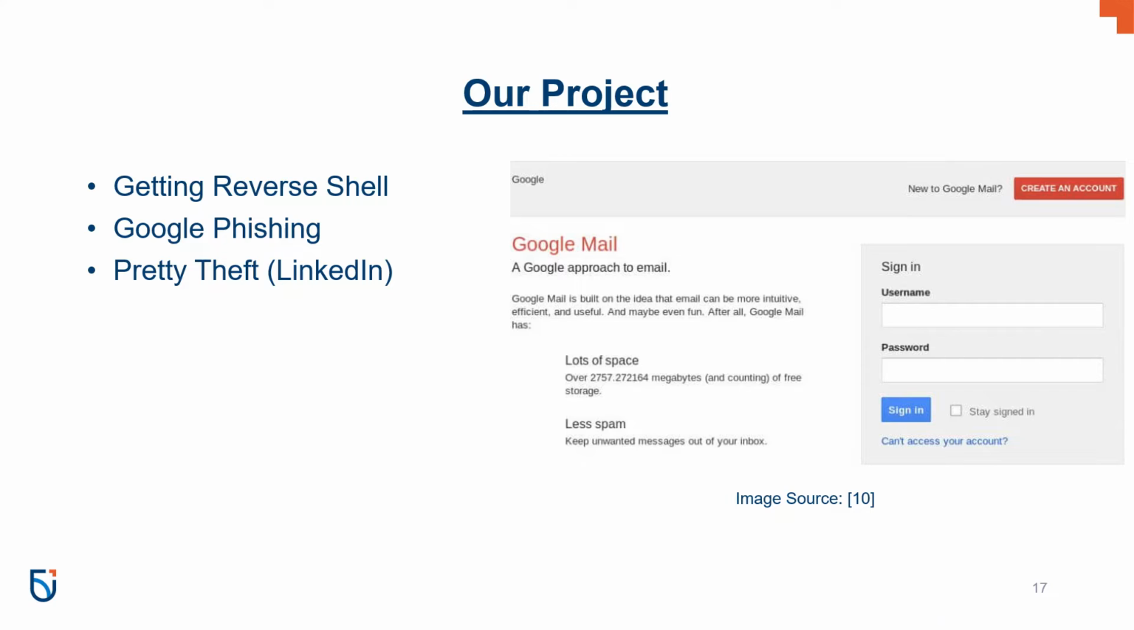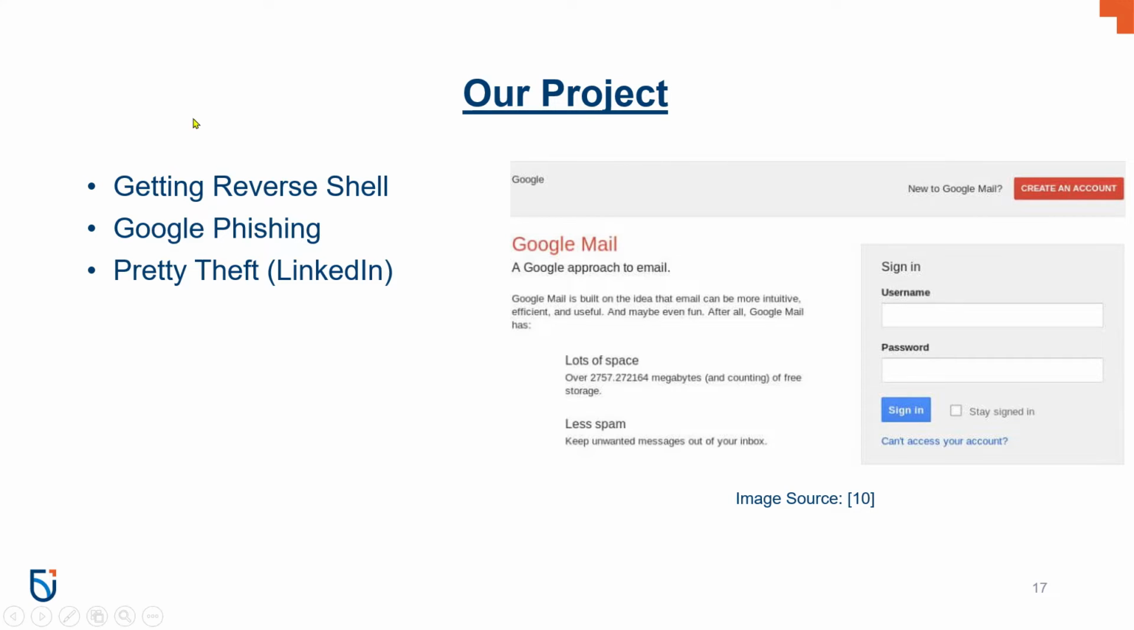Now let's come to our project. There are lots of various things you can do with Beef. However, we have done 3 so far. The first one is getting a reverse shell. We did this with the help of Metasploit. And the second one is Google phishing.